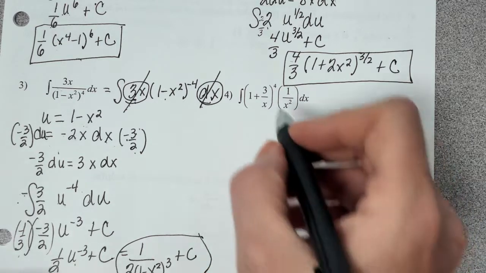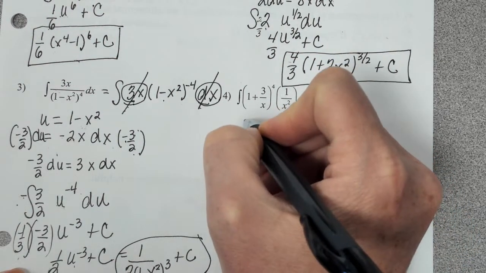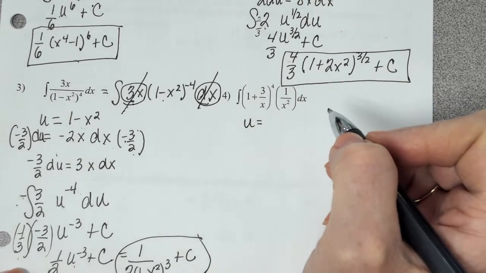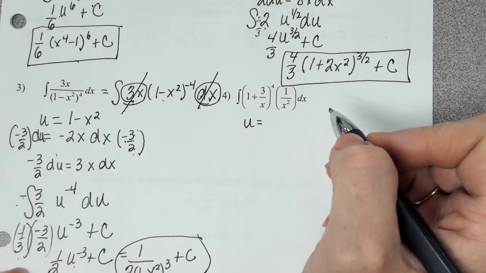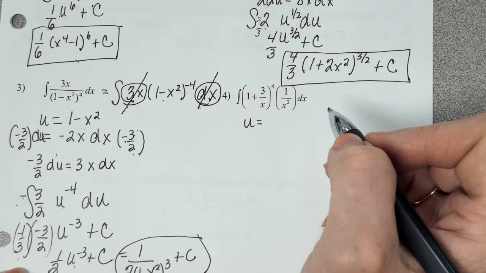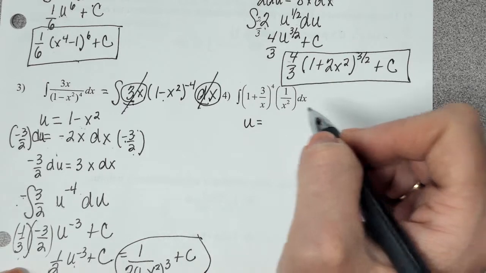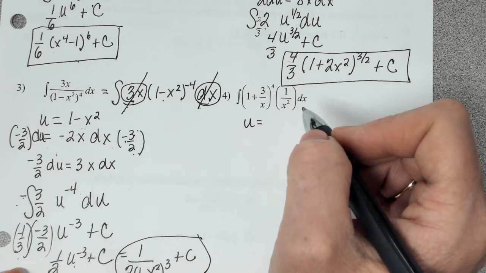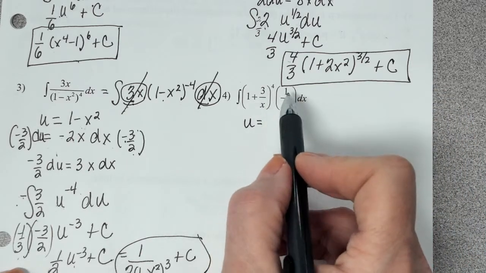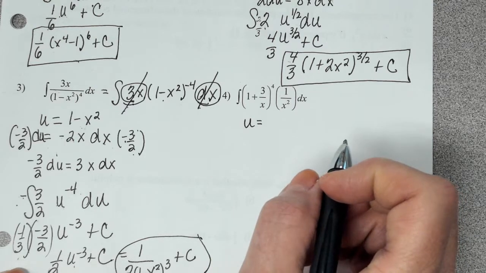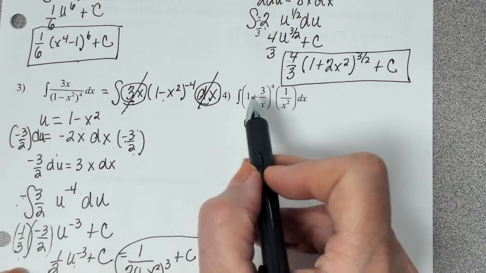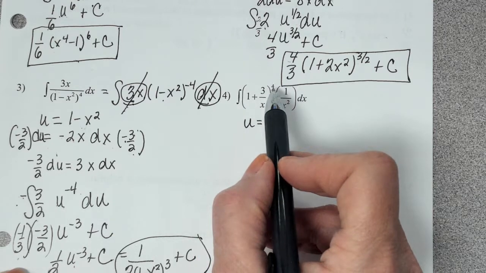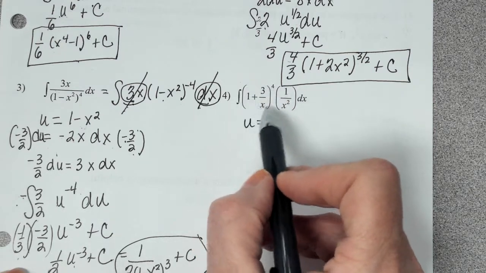Alina, what do you think u should equal? It's whatever's inside the parentheses that has something else happening to it. So what's it going to be? Is it 1 plus 3 over x or 1 over x squared? Nope. It was the way that I said that that led you that way. But see how this is to the 4th power? So this is going to have to be our u.